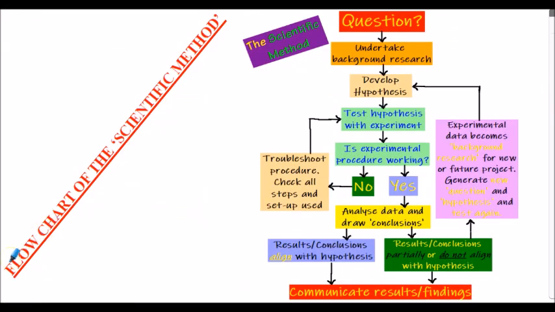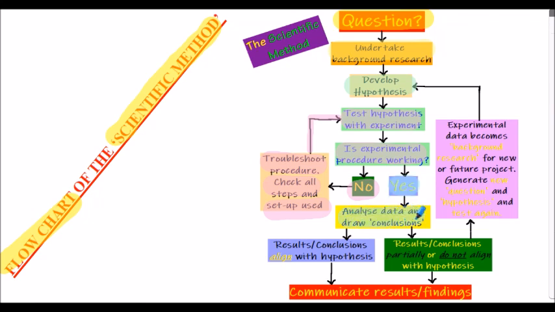So here's a flowchart of the scientific method. It commences with a question or a problem to be solved. We undertake background research, develop a hypothesis. We then test the hypothesis with an experiment, consider the initial results from the experiment, and consider if the experiment is working. If not, we then reconsider our procedure, check all the steps and the setup used, modify as required, and again test our hypothesis. If the experimental procedure is working, we analyse our data and draw conclusions.